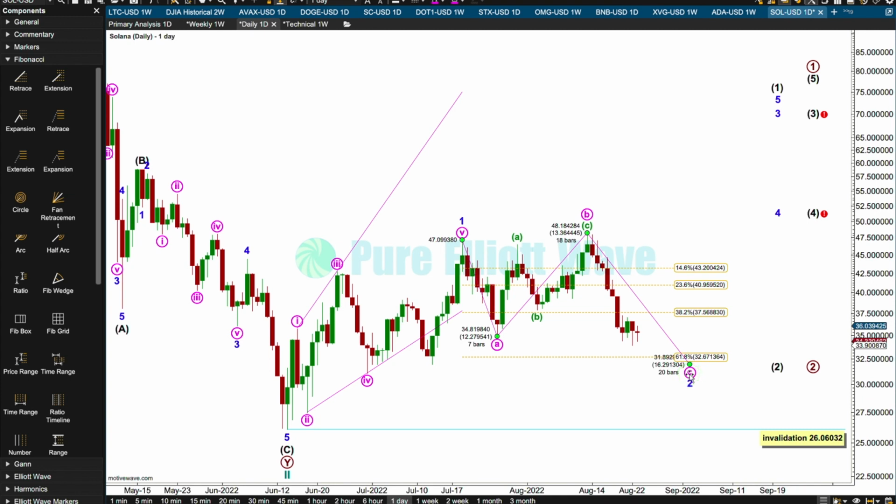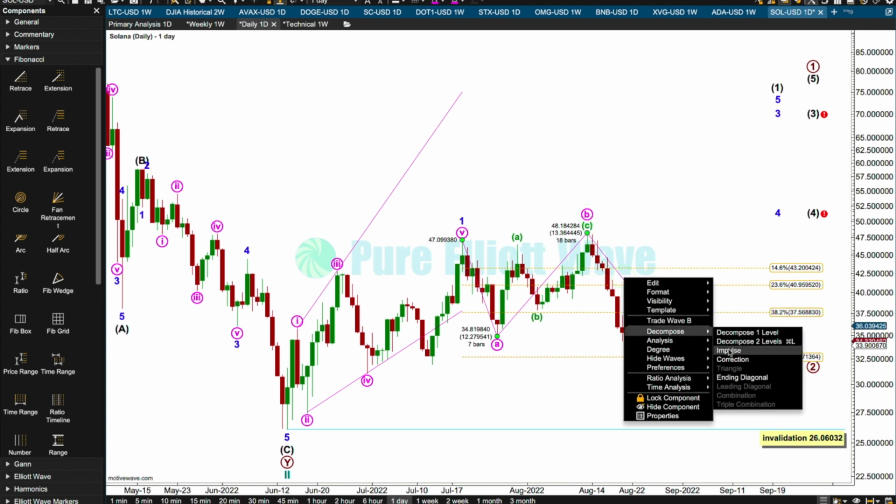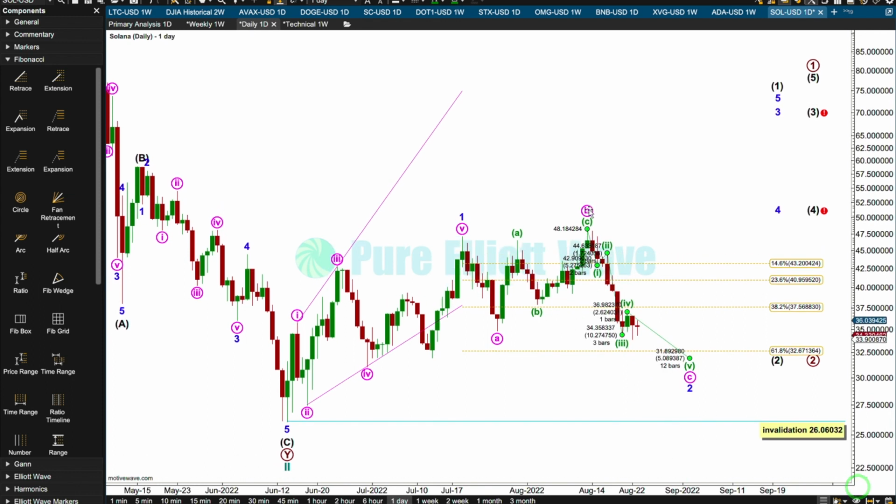The second wave correction in a new trend for every cryptocurrency chart I've ever looked at is usually very, very deep, usually in the 80 to 90% range of the wave it's correcting. I think we might have this up here. Let's calculate the depth of B in relation to A so we know what kind of flat we're looking at. B is 1.09 times the length of A, so this is an expanded flat.